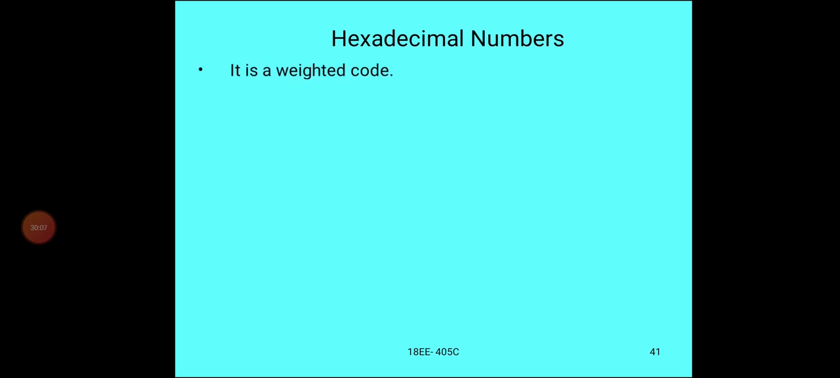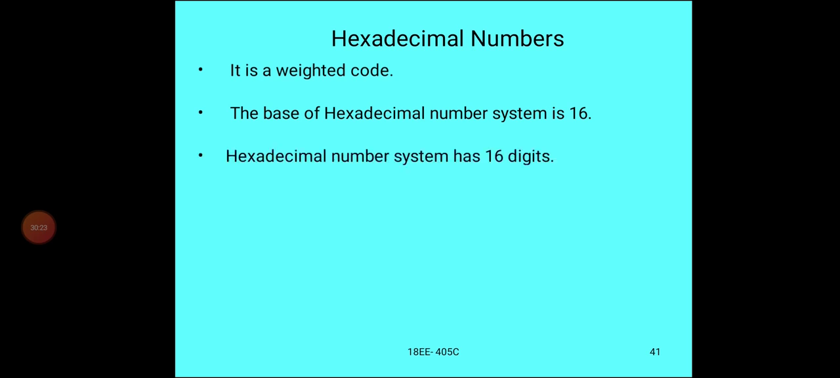Hexadecimal numbers. It is a weighted code. The base of the hexadecimal number system is 16. It is a radix of 16. The hexadecimal number system has 16 digits. It uses the digits 0 to 9 and the capital alphabets A to F.